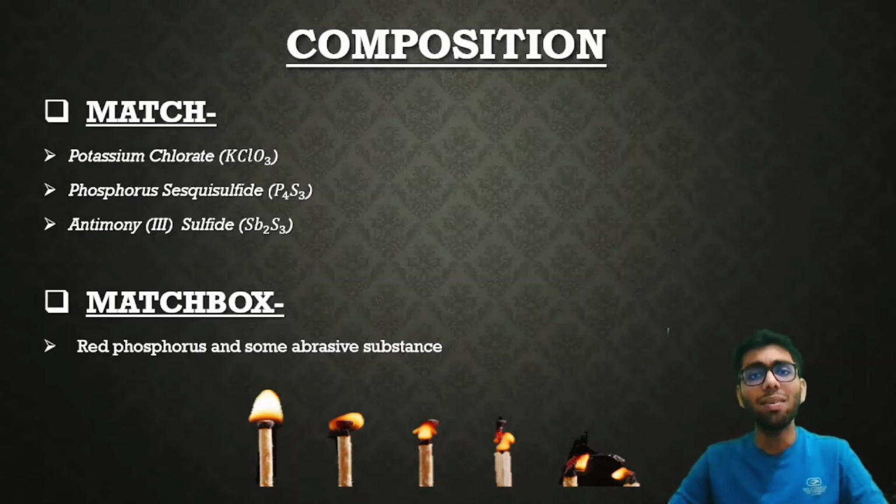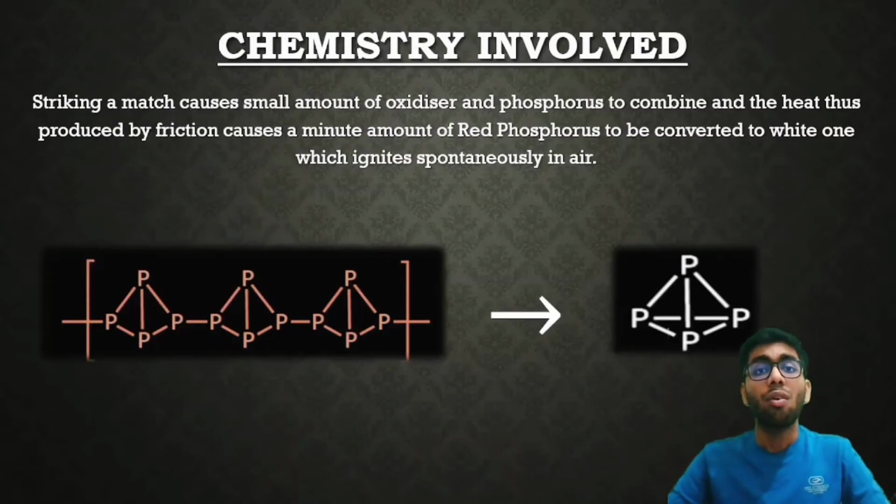such as gelatin. Now, if we talk about the chemistry behind it, then when we rub the head of the matchstick against the striking surface, then what happens is a reaction takes place between the potassium chlorate present on the head and the red phosphorus present on the striking surface. And due to the friction, the red phosphorus gets converted into white phosphorus and it ignites spontaneously.